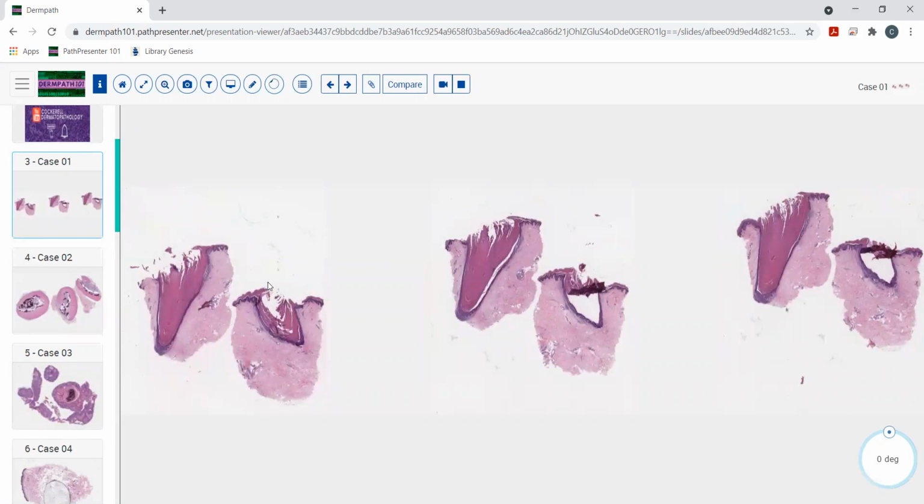A cyst is an epithelial lined space in the skin. It's lined by an epithelium. We name the cyst by the type of epithelium that lines the cyst. And by far the most common are cysts that involve the follicular structures, follicular cysts.